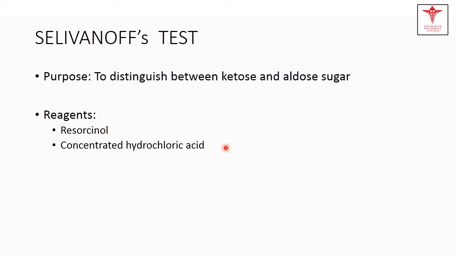The next test that we perform is the Seliwanoff's test, and the purpose of this test is to distinguish whether the sugar is a keto sugar or an aldo sugar. The reagents required for this test are resorcinol and concentrated hydrochloric acid.